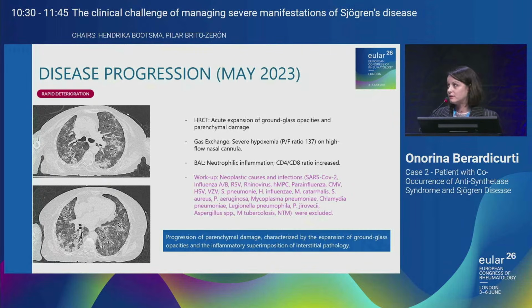In fact, the arterial blood analysis presented severe hypoxemia on high flow nasal cannula, and we performed new imaging of the lungs, which demonstrated a progression and acute expansion of the damage in the lung, especially the expansion of the ground glass opacities. So we excluded this time all the possible infectious causes and also neoplastic causes, and we performed a bronchoalveolar lavage, which showed an increase in the CD4-CD8 ratio and neutrophilic inflammation.